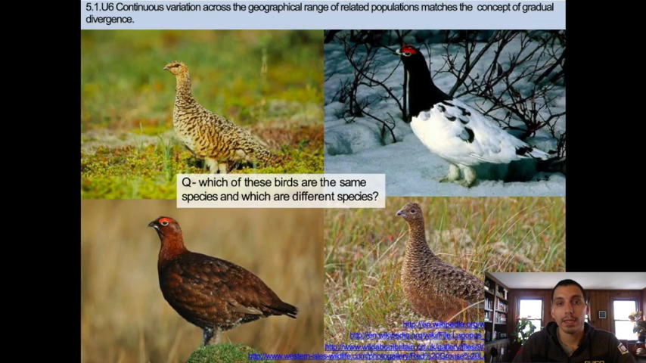Another one of the core tenets of evolution is that there is continuous variation across the geographical range of related populations. So in simple terms, there is variation within a population. So if I look at these four pictures, which of these birds are the same species and which are different species?